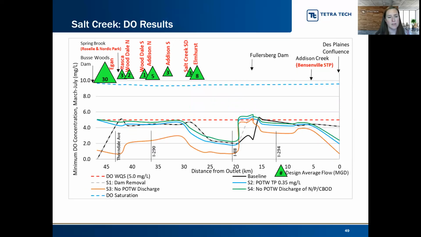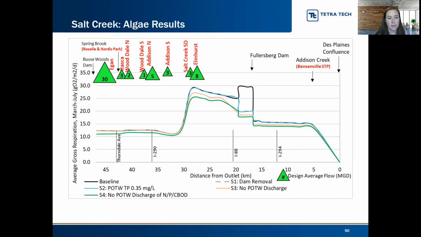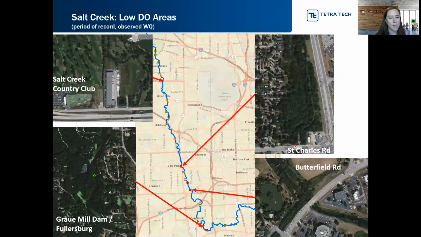But as we've seen with the other models, there is not necessarily a big response in decreasing, and there is not necessarily a huge improvement in dissolved oxygen, but there is a small improvement. Low DO areas, just to point out along Salt Creek, and we know this from the observation data: the Fullersburg area, of course, the Salt Creek Country Club, things like that.